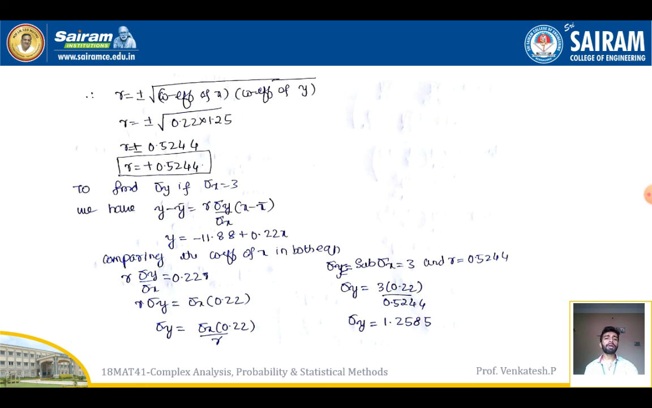So sigma x is given as 3, and r we've obtained as 0.5244. On replacing these values in this formula, sigma y is equal to 3 into 0.22 by 0.5244. On simplification, I'll get sigma y as 1.2585.